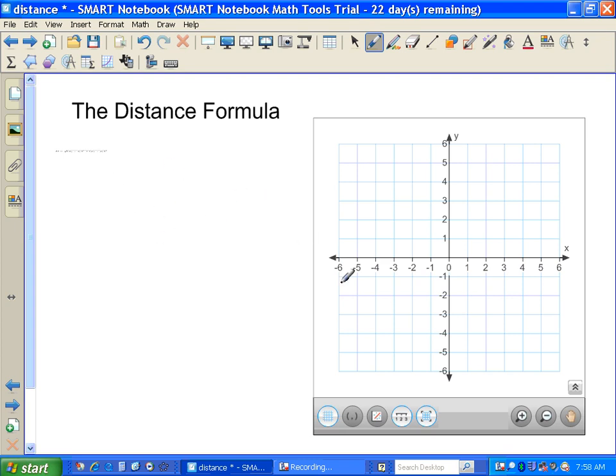Generally speaking, I should be able to put a point anywhere on the coordinate grid. I'm just going to call this point at random x1, y1. And I'll pop another point up here, and we'll call that x2, y2, just like we used to do when we were calculating the slopes of lines.